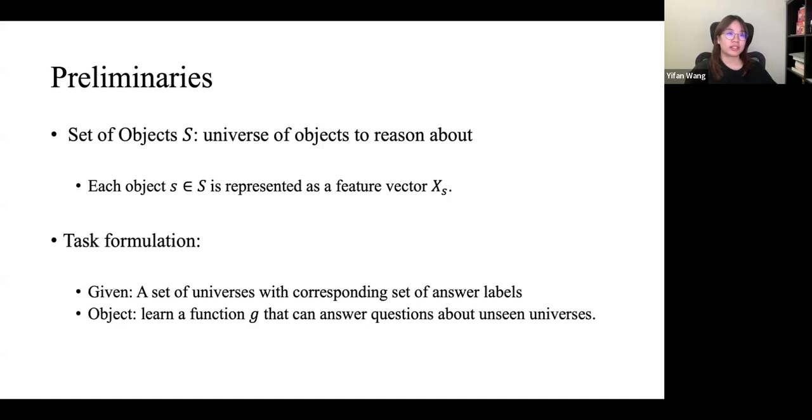Before moving to the key contribution, here are some preliminaries. A reasoning task often involves a set of objects. Each object can be represented as a feature vector, X. For instance, in visual tasks, the X can be the object attributes. Then the task can be formulated as follows. Given a set of universes with their corresponding answer labels, the goal is to learn a function g that maps these inputs to answers about unseen scenarios.